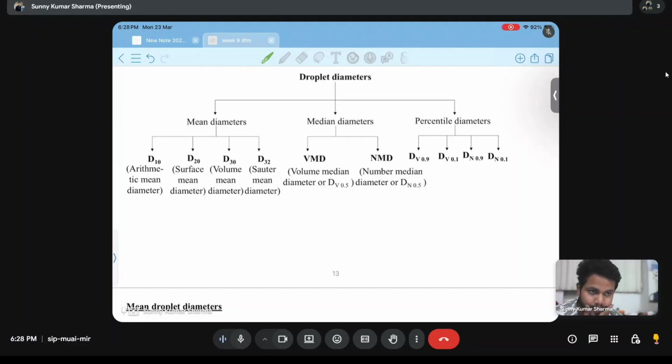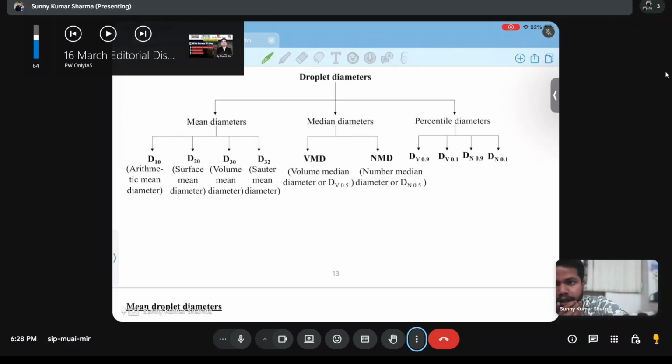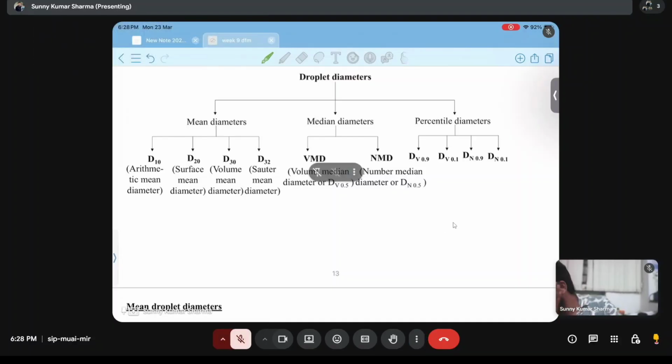So it is the mean of the numbers. Volume will be greater than that of the... VMD is always greater than NMD.